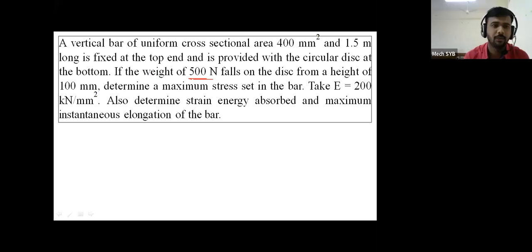Okay, so now this is the second statement based on the impact loading condition. I will read the statement carefully and then we will solve. A vertical bar of uniform cross-sectional area 400 mm square. One vertical bar is there and its cross-sectional area is given.